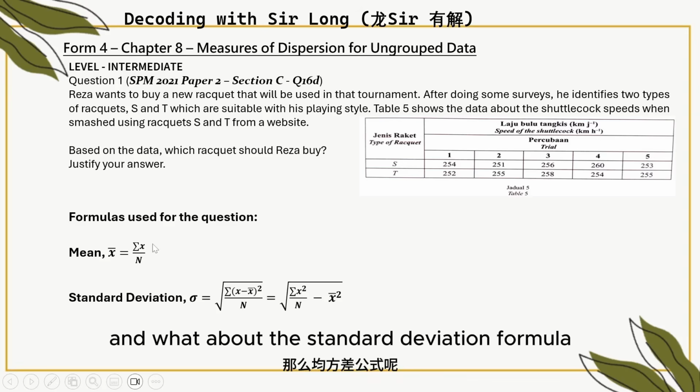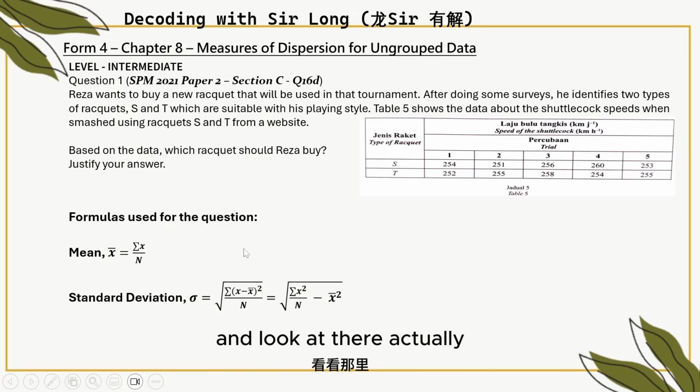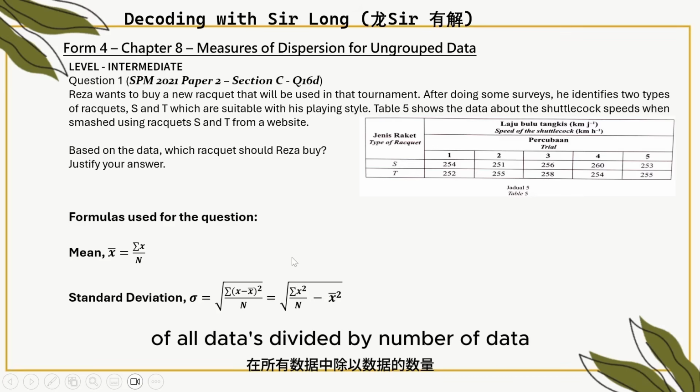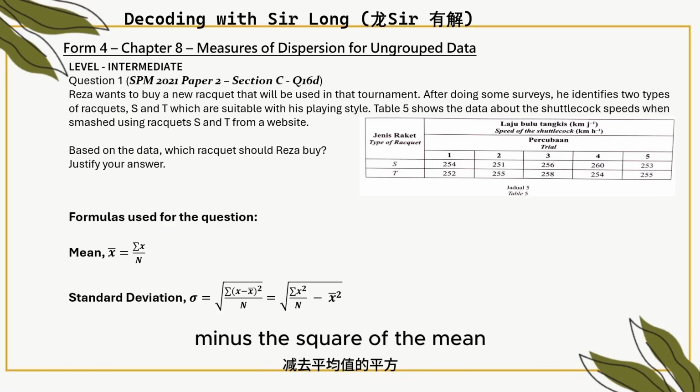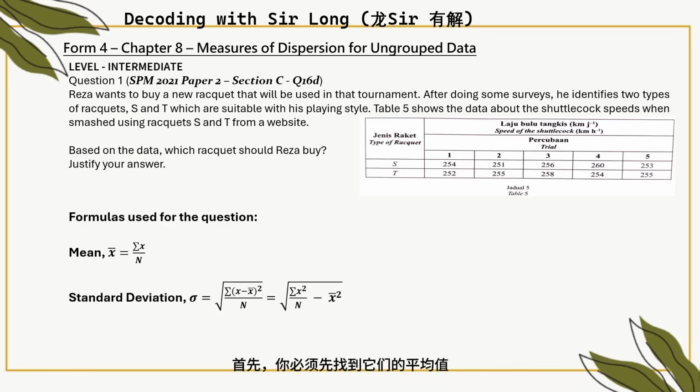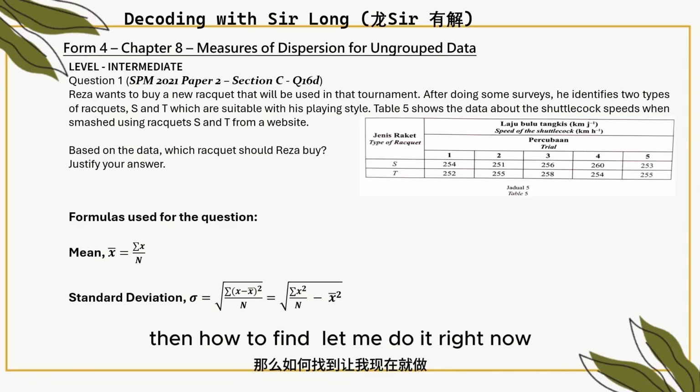And what about the standard deviation formula? Look at there, actually there's a square root of the sum of the squares of all data divided by the number of data, minus the square of the mean. So that means, in order to find the final answer, which is the standard deviation for each type of racket, first of all, you have to find their mean first. Then how to find it? Let me do it right now.